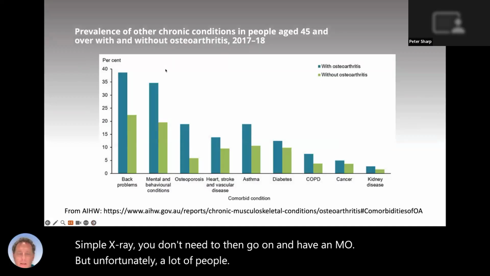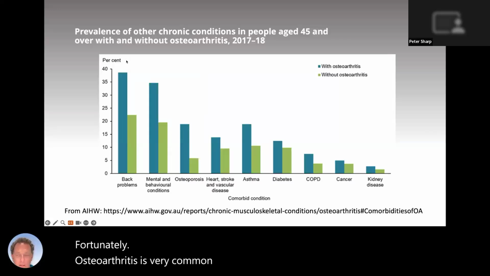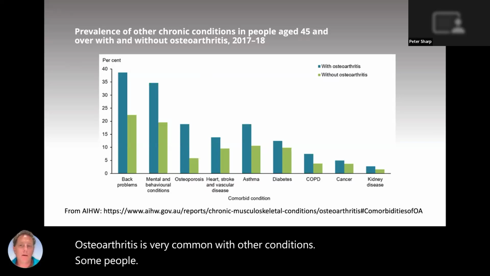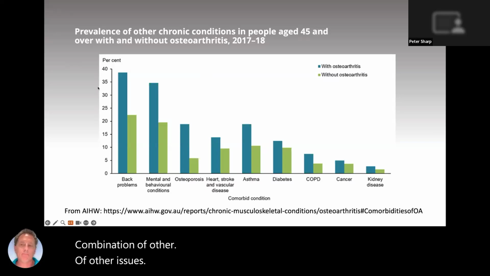So the next slide here, this is an interesting one. Unfortunately, osteoarthritis is very common with other conditions. So they talk about comorbidities. You usually don't have one problem and that's it. It usually comes with a combination of other issues. So you can see here from this slide.